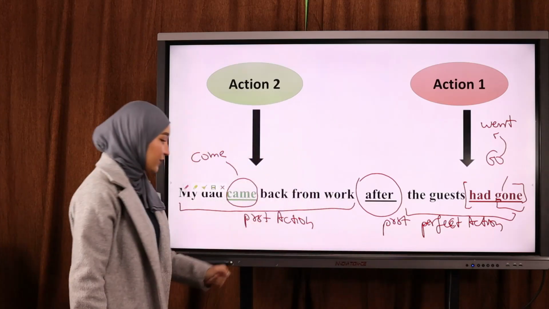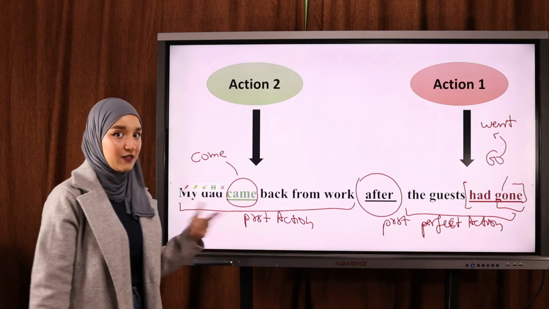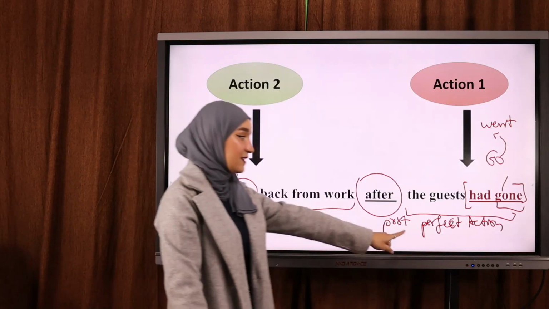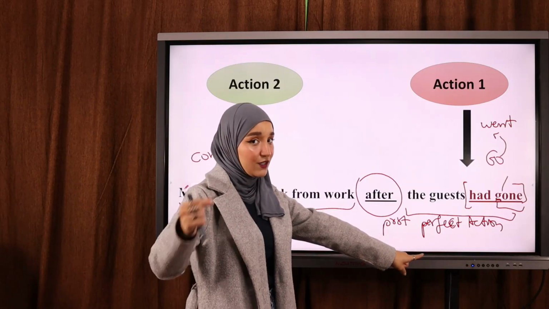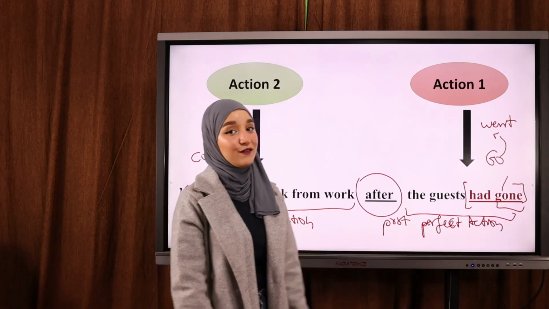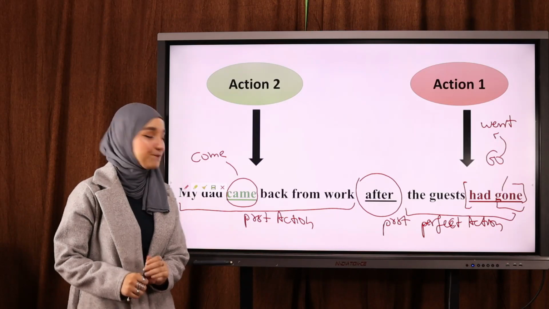So here I have two actions. The past action is always the second one. Because the first one, the very first one, the one that happened before, is always in the past perfect. Okay, guys? I hope it's crystal clear.